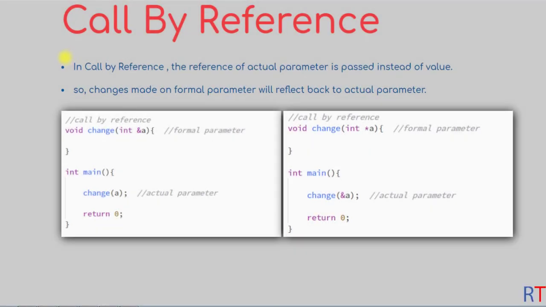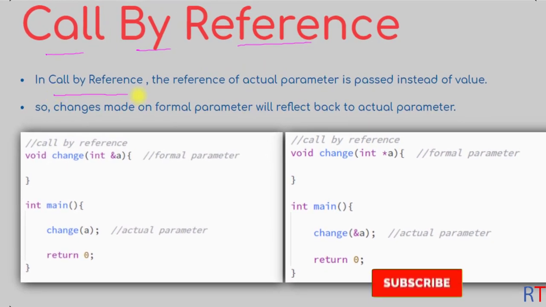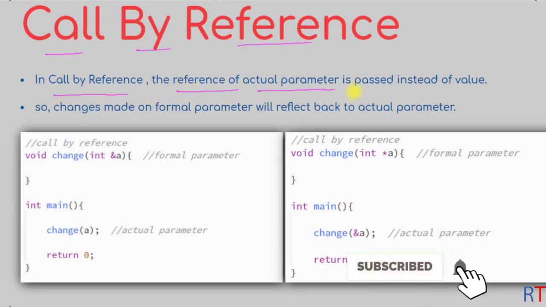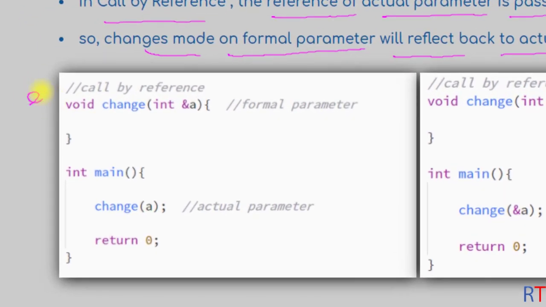Hey, what's up guys? In this video we're going to talk about call by reference in C++ programming. In call by reference, the reference of the actual parameter is passed instead of the value. So any changes we make to the formal parameter will be reflected back to the actual parameter. Like in the example here, we are using the reference of the actual parameter in the function definition. Because we are dealing with the reference instead of the value, any changes we make to the formal parameter will be reflected back to the actual parameter.